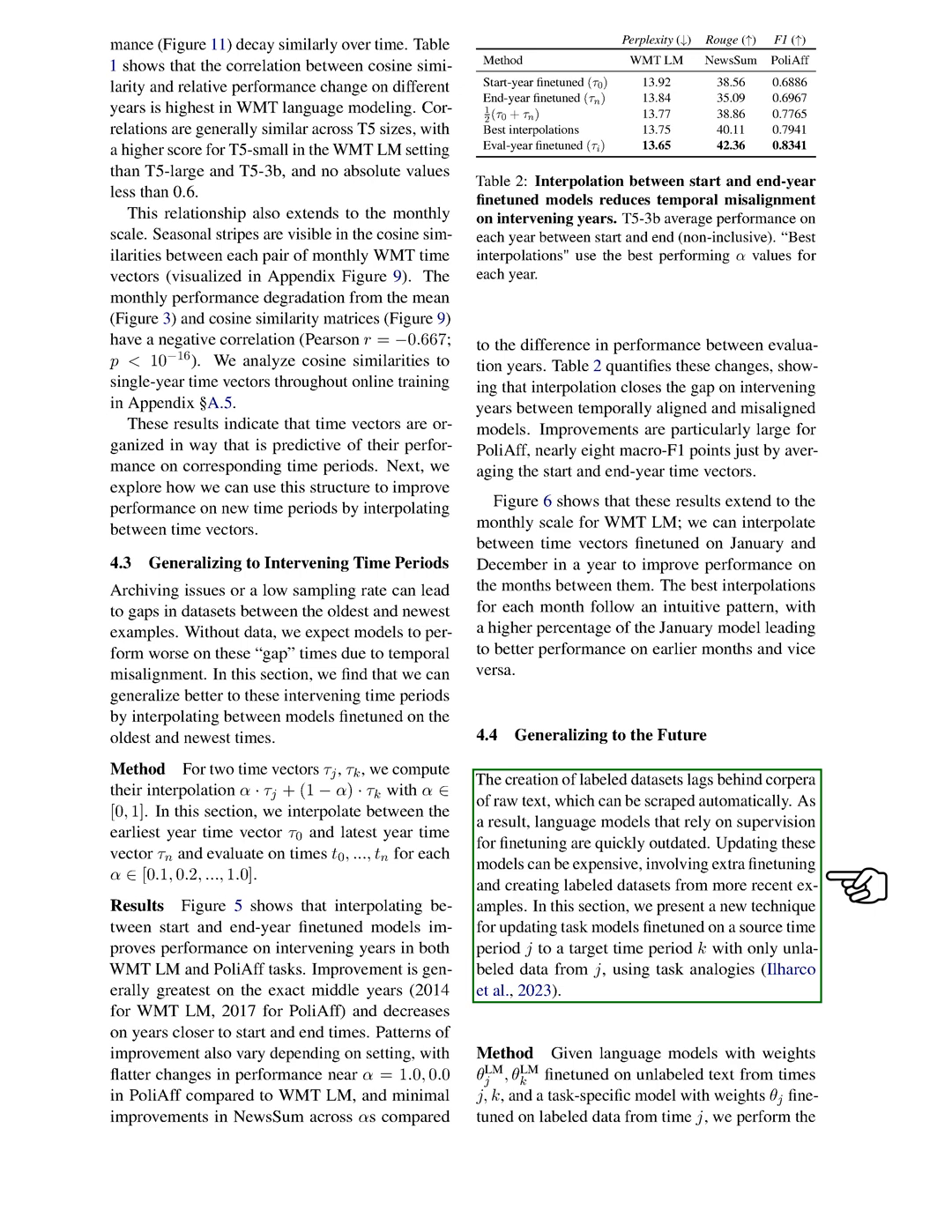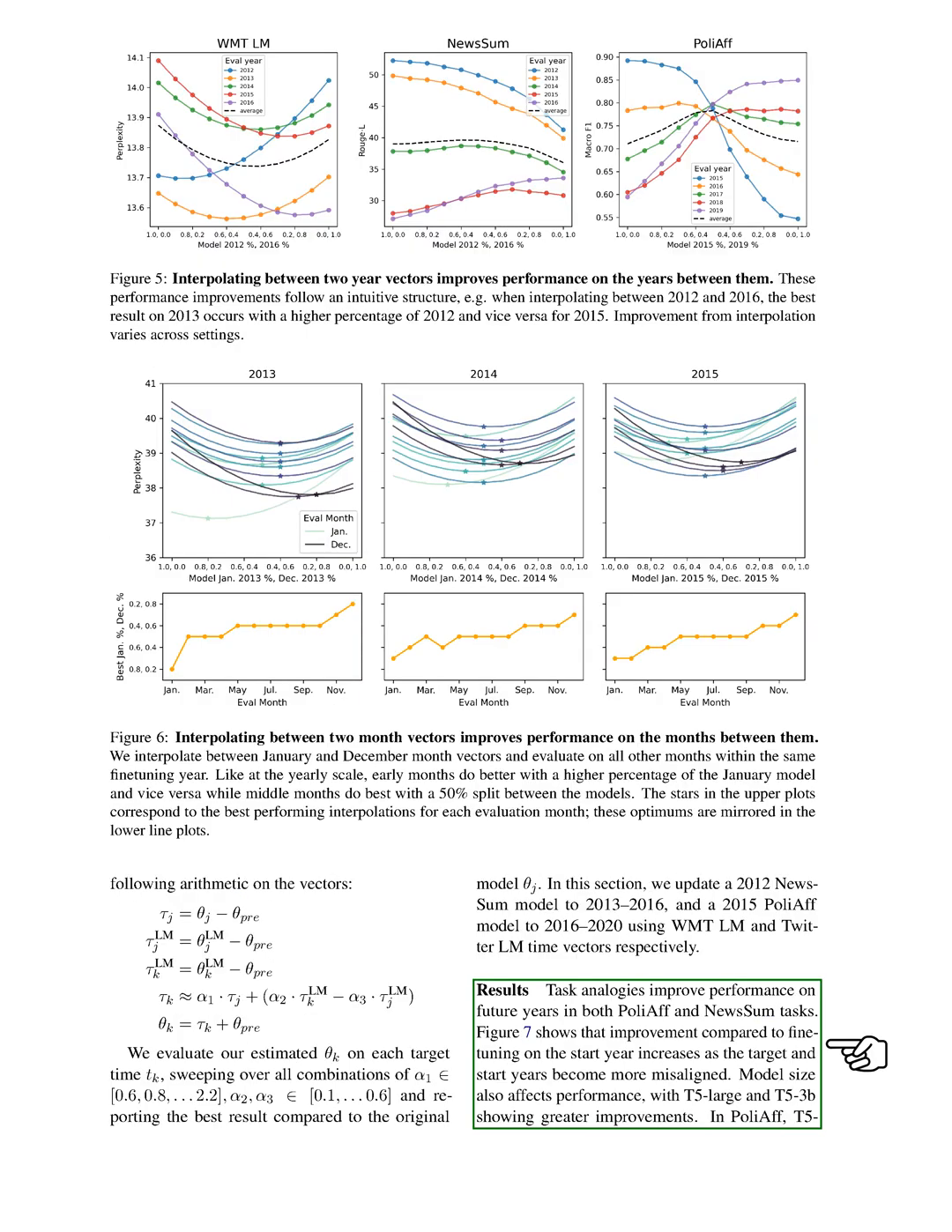Our results show that this method improves performance on future years in both tasks. The improvement increases as the target and start years become more misaligned. The size of the model also affects performance, with larger models showing greater improvements.